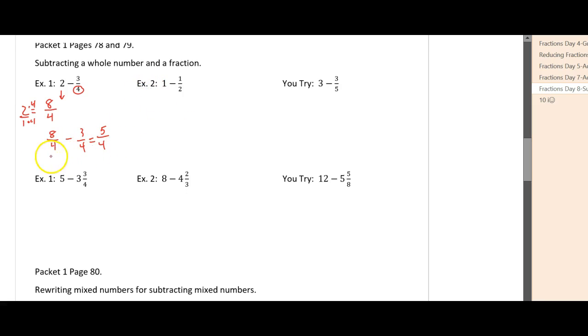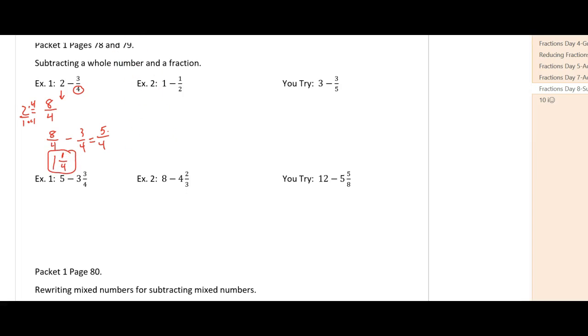And I'm going to convert that to a mixed number now. 4 goes into 5 one whole time. How many are left over? 1 out of 4. And we are done. Okay, let's take a look at the next one.